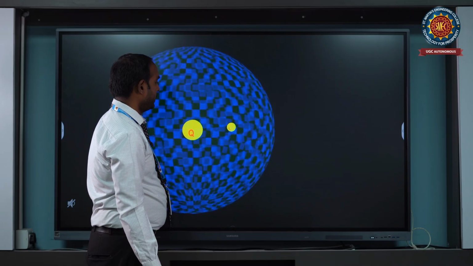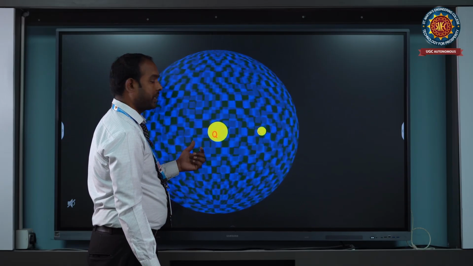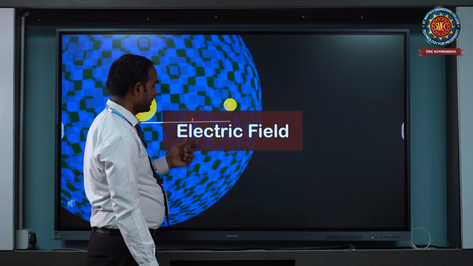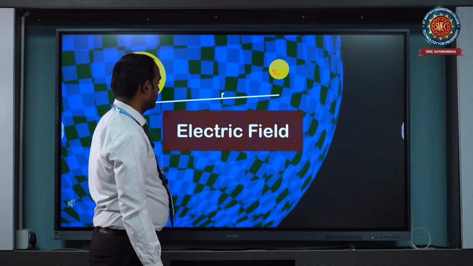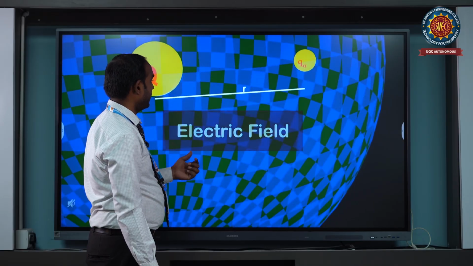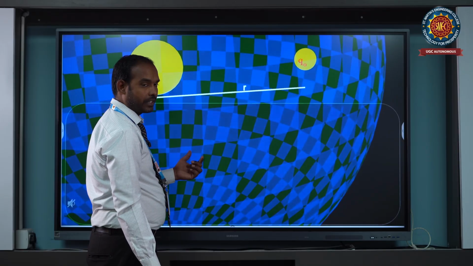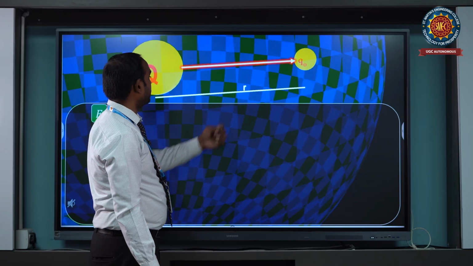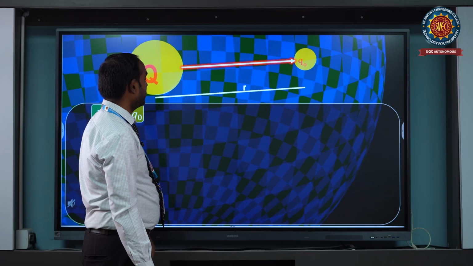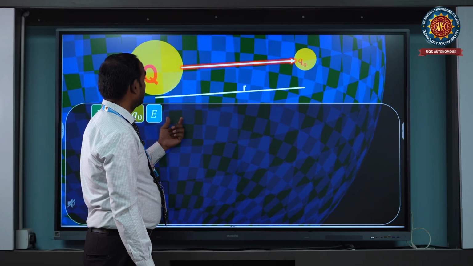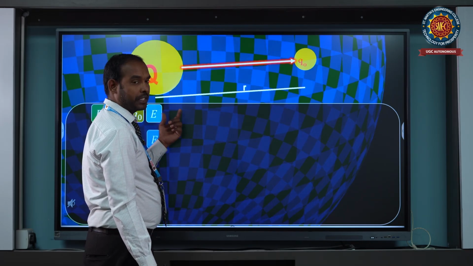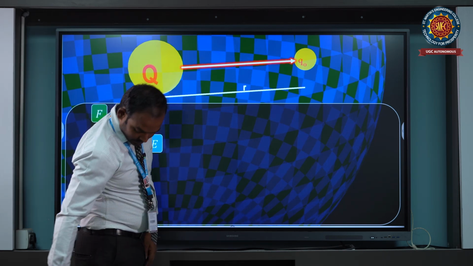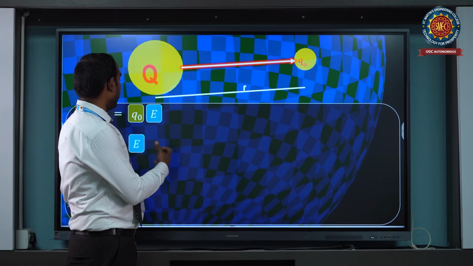So each charge has its own electric field. It can be visualized as this, where R is the distance between the charges. So we define how much electric field there is. We take a unit charge as reference. How much force is exerted on a unit charge? It is nothing but the electric field strength. So for a unit charge, the force is the same as the electric field.